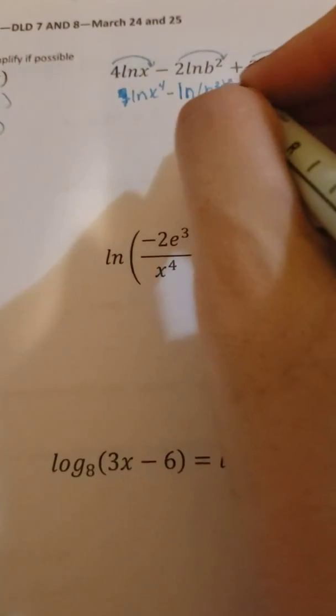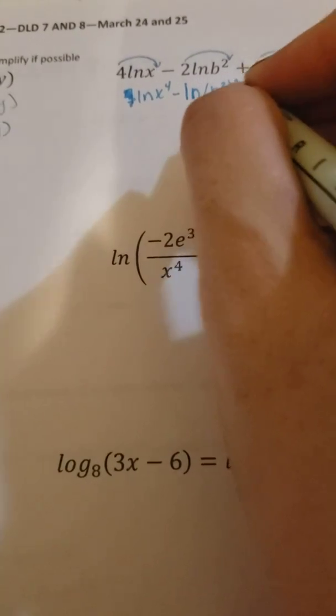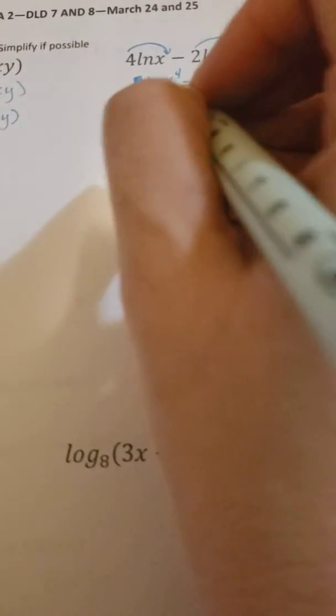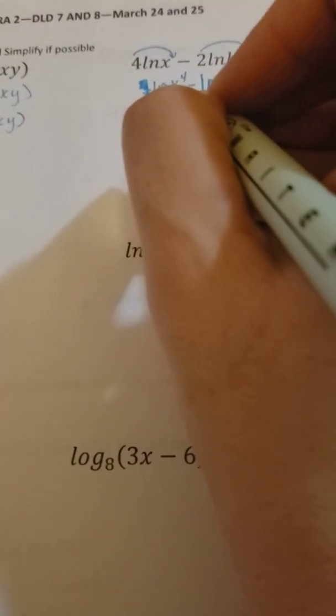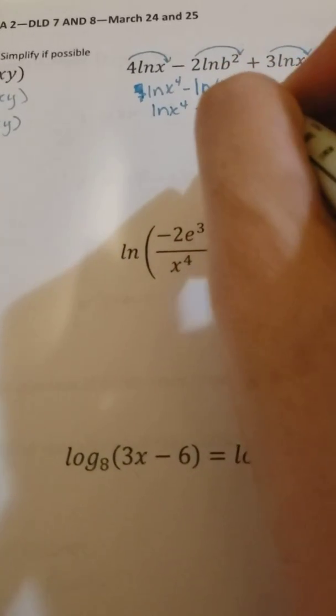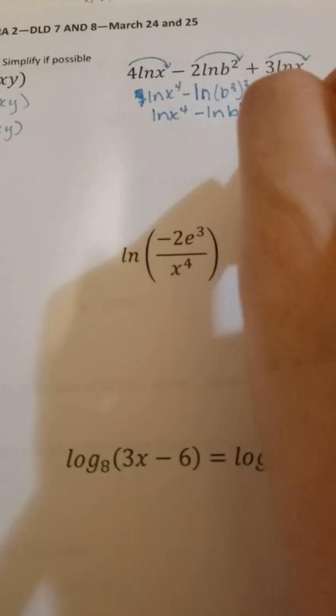My exponent rules tell me that I multiply when there's one exponent inside the parenthesis and one exponent outside. So I'll rewrite that as the natural log of x to the fourth power minus the natural log of b to the fourth power plus the natural log of x to the third power.